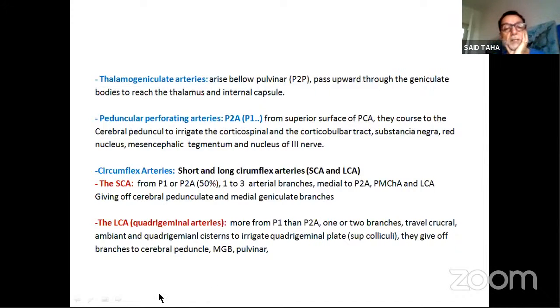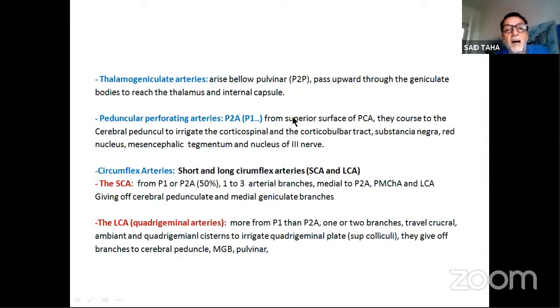The long circumflex arteries arise more from P1 than P2, in the proximal parts before the communicating artery. One, two, or more branches traverse the crural and ambient cisterns and the quadrigeminal cistern to irrigate the quadrigeminal plate. They give off branches to the cerebral peduncle, medial geniculate body, and pulvinar.